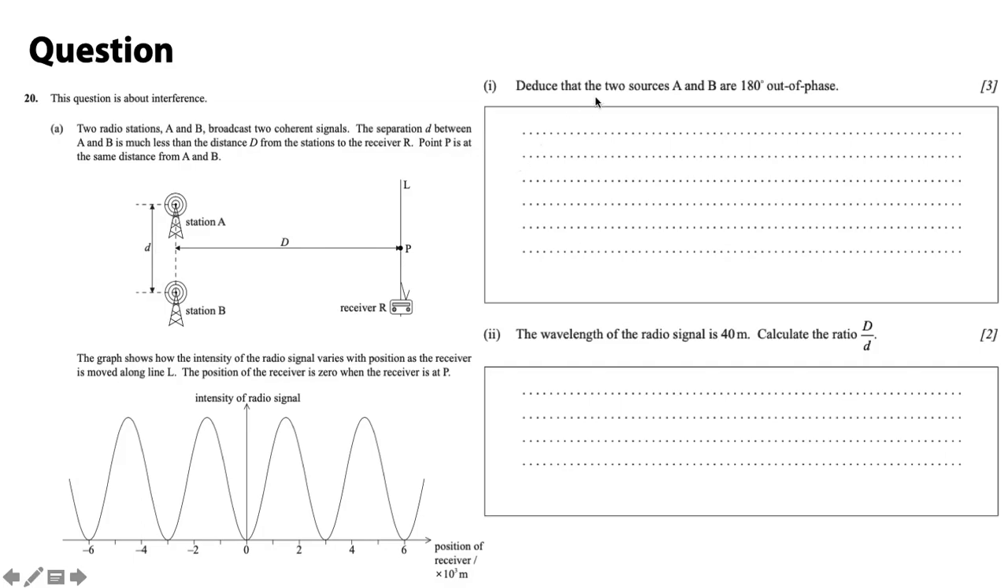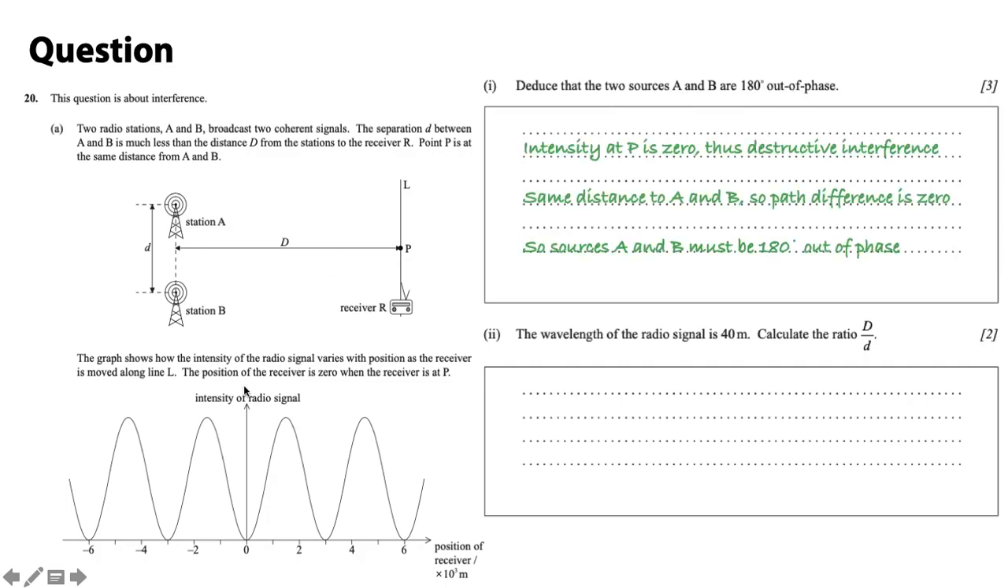The question says, deduce that the two sources A and B are 180 degrees out of phase. Well, how do we do it? Well, we know that the intensity at P is 0, because it's marked here 0. Therefore, we know we've got destructive interference. We know that the distance from A to P and B to P is identical. Therefore, the path difference is 0.